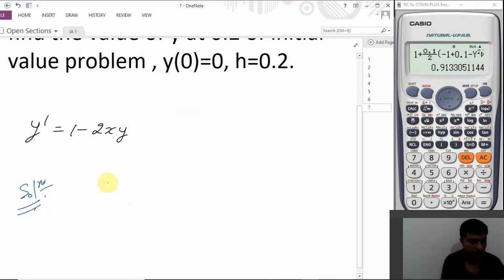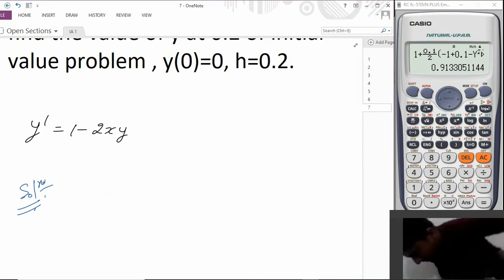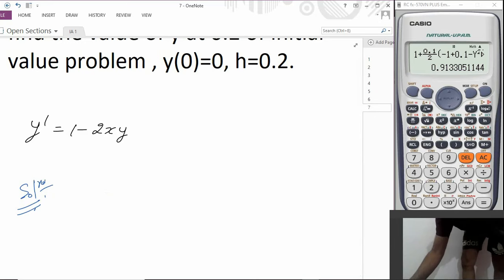Okay students, now you can see the formula should be written first. Please write down the formulas, then you can easily solve the problem. So write down fast. I will write the formulas here. First, write down the formula: k1 is equal to h f of x naught comma y naught, then k2 is equal to h f of x naught plus h upon 2 comma y naught plus k1 upon 2.